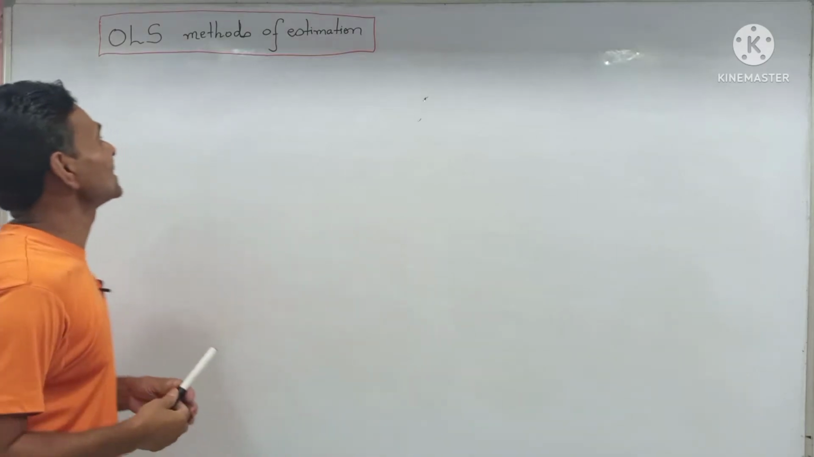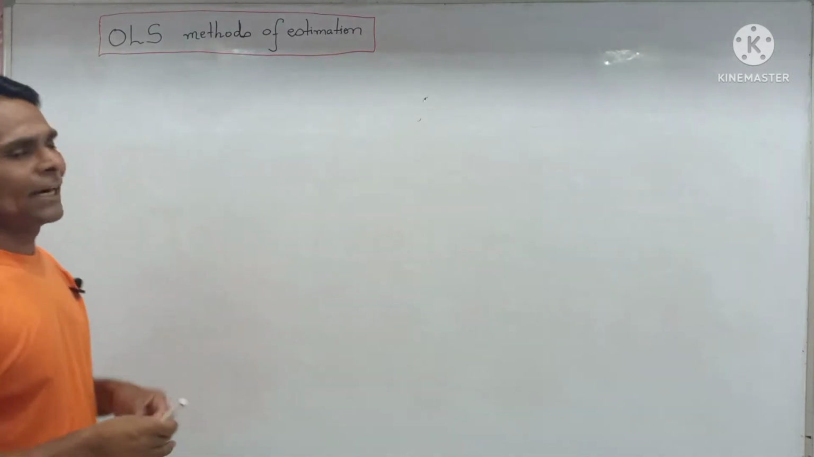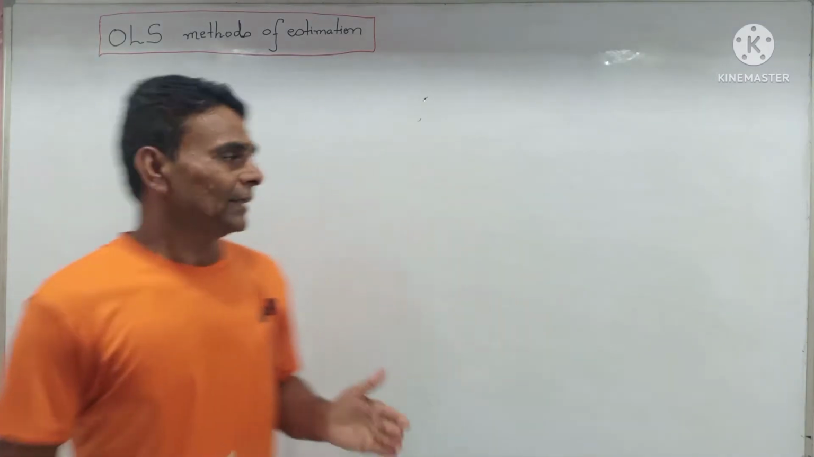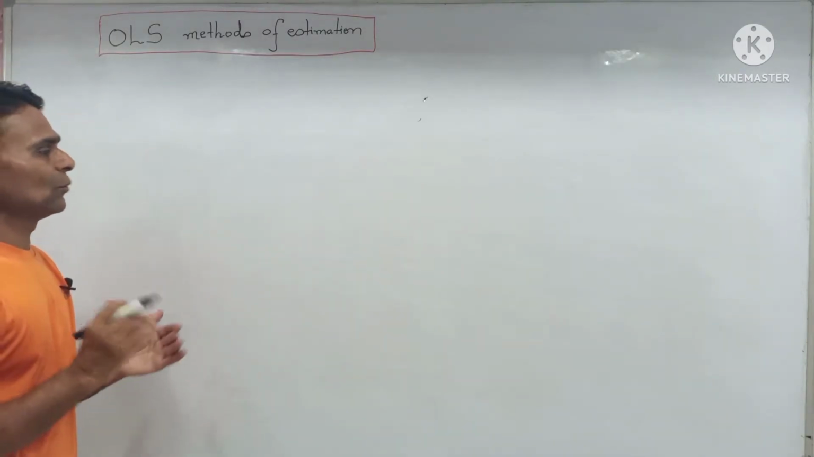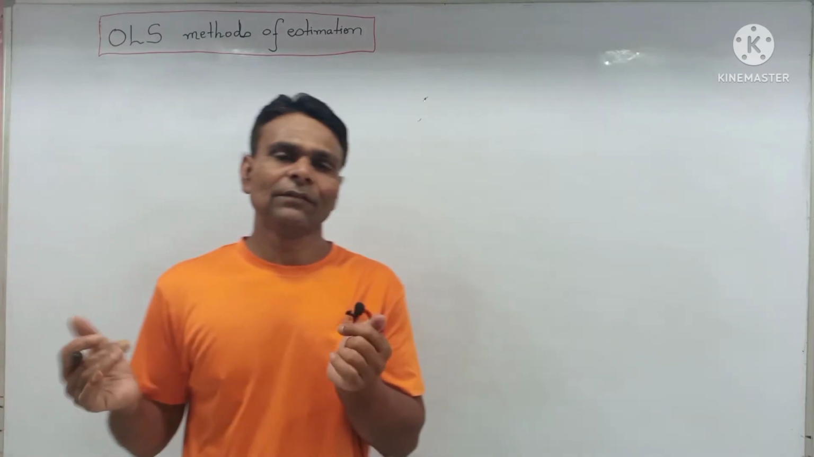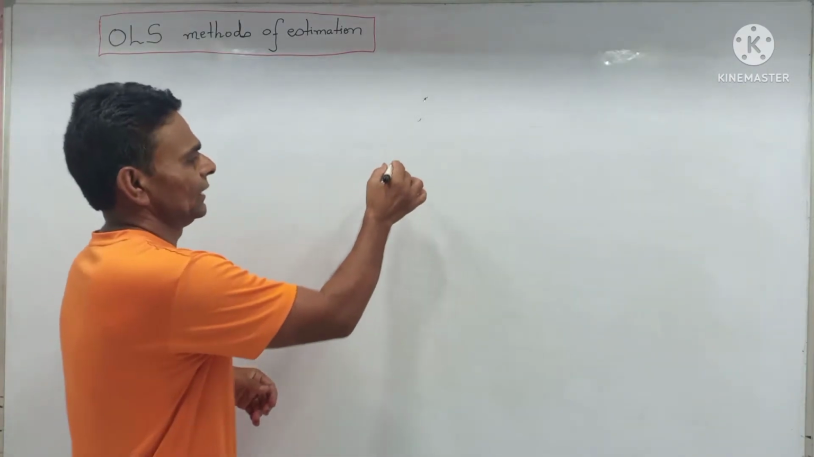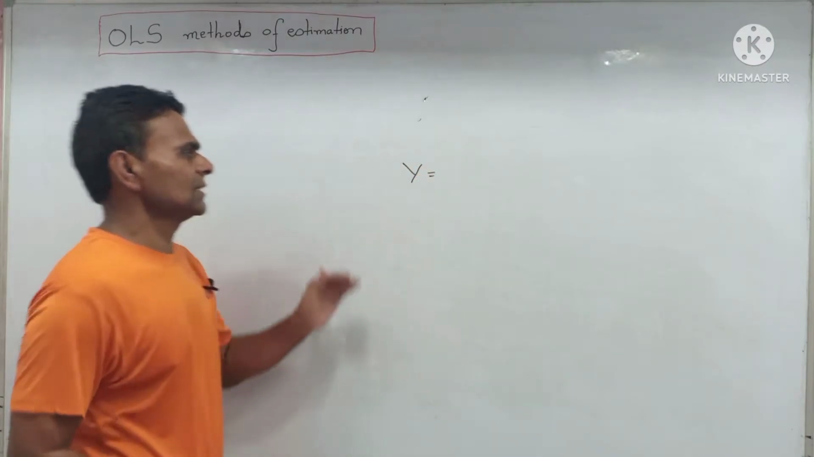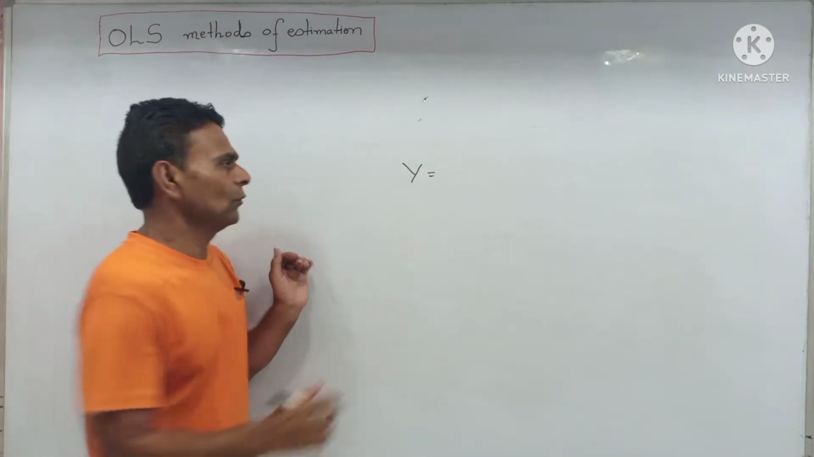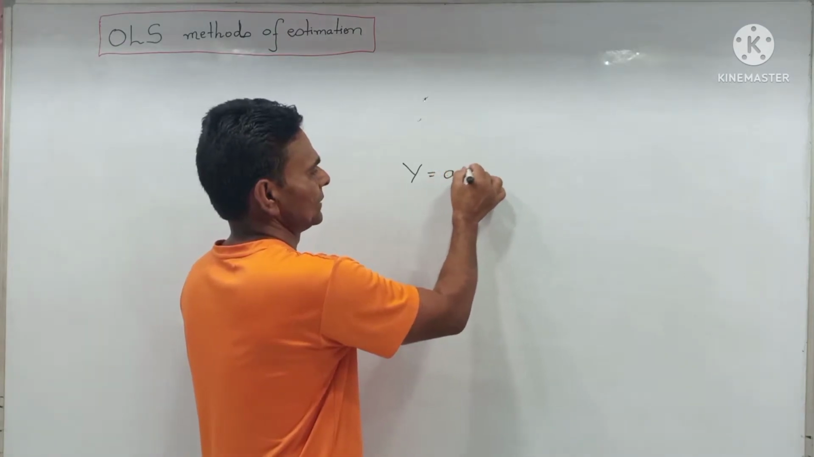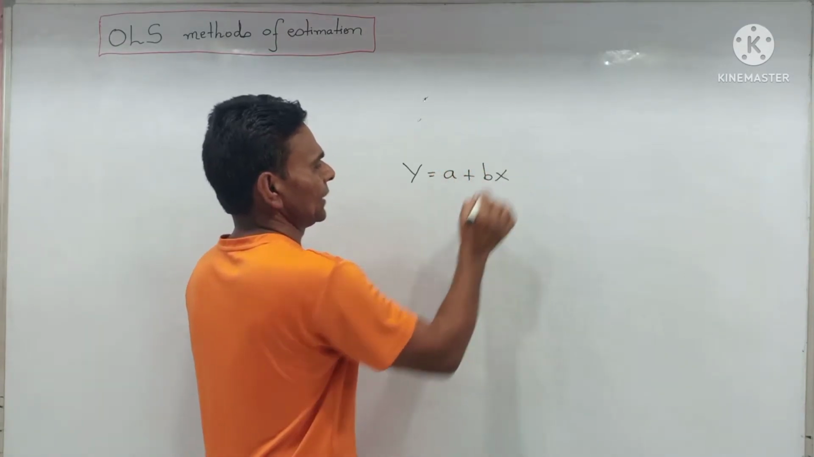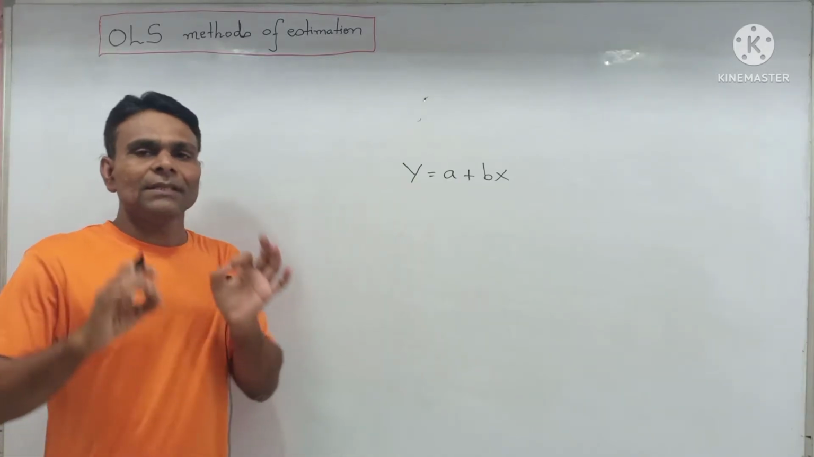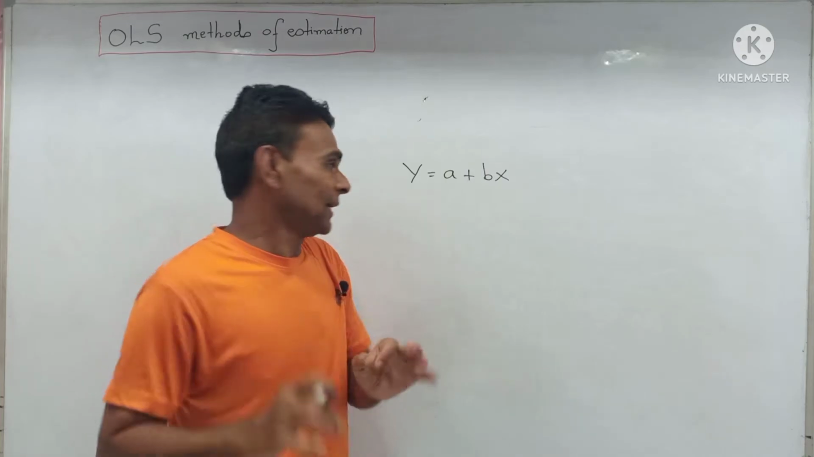What is the OLS method? OLS stands for ordinary least squares method. And as we know, what is the difference between the regression equation and the OLS method? Suppose I am supposing a regression equation, the line of y on x. This is the equation. Here the relationship is deterministic and systematic.